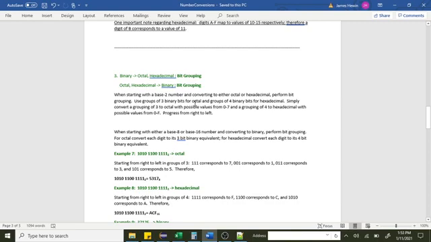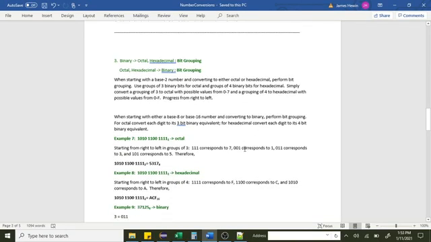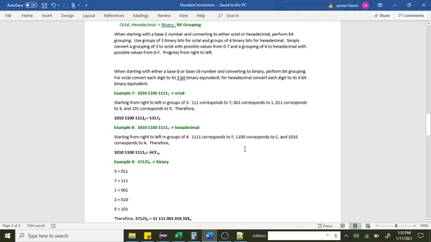So when we're starting with a base 2 number, we're going to convert to octal or hexadecimal. Perform bit grouping. So use groups of 3 binary digits for octal and 4 binary digits for hexadecimal. And so simply convert a grouping of 3 to octal with possible values 0 to 7, and a grouping of 4 to hexadecimal with possible values 0 to F. Progress from right to left. So let's look at an example.